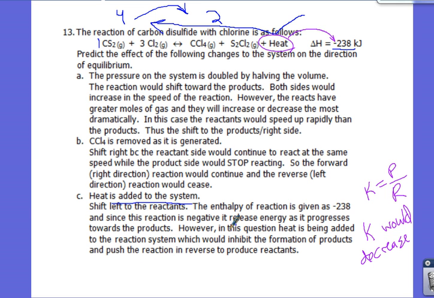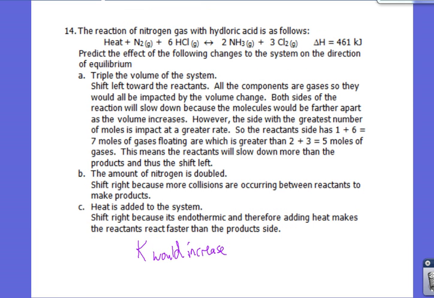And then one last thing, anytime we change the temperature, if we're actually changing the temperature, that does change the equilibrium constant. That's supposed to be the letter K. It does change the equilibrium constant. Temp impacts K. Nothing else does.